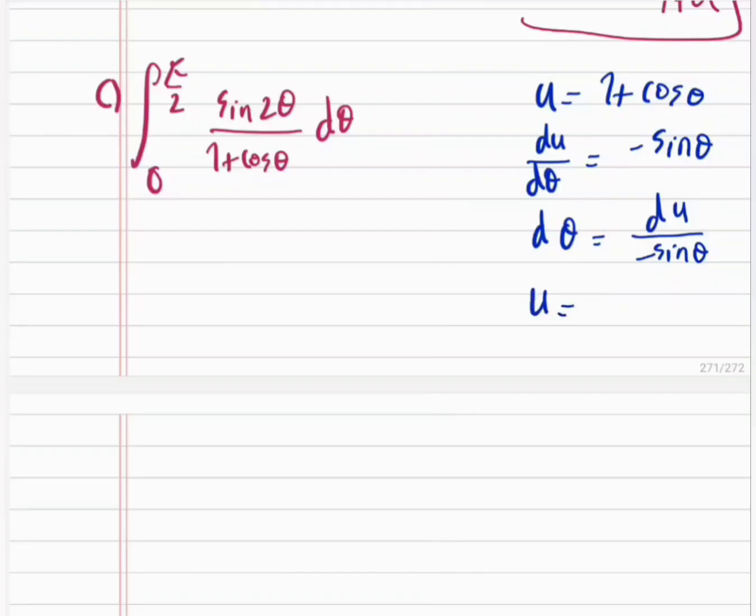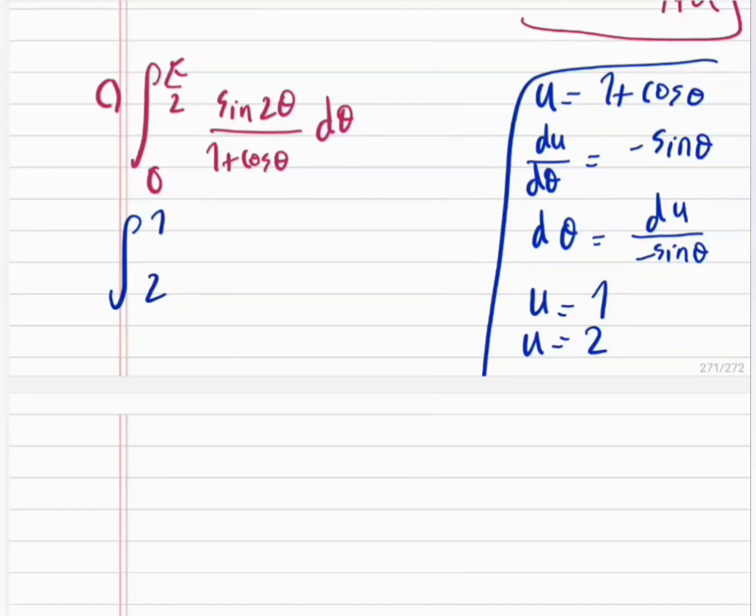So when theta is equal to pi over 2, then u is simply equal to 1. And when theta is equal to 0, then u is equal to 2. Okay, now let's substitute this into the integral. So we have 1 and 2, because for the upper limit we got 1 and for the lower limit we got 2. So that's why in substitution it looks like this.